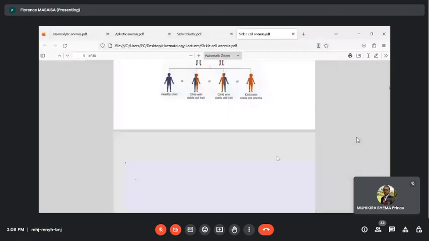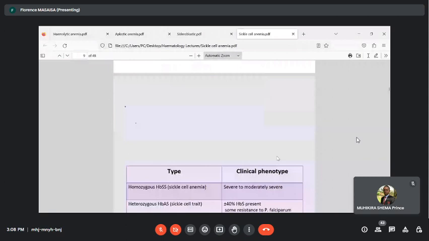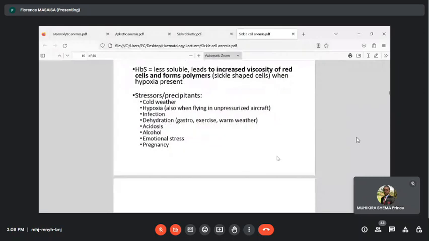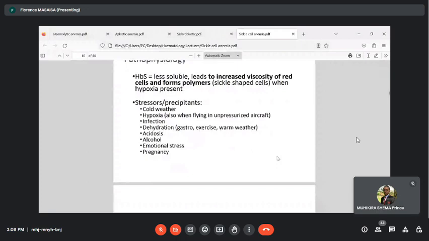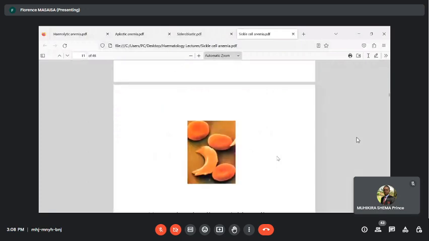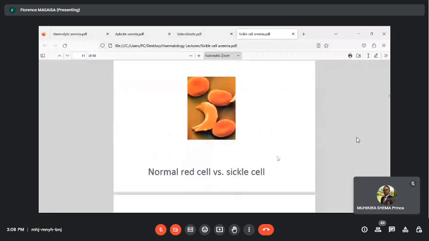So, as we have the genetics and pathophysiology, we understand that there is a stressor which precipitates the crisis. Among the stressors, we have exposure to cold weather, hypoxia, infection, dehydration, acidosis, stress, pregnancy, and alcohol. Those are the stressors or precipitating factors which may induce a sickle cell crisis in someone with the disease.